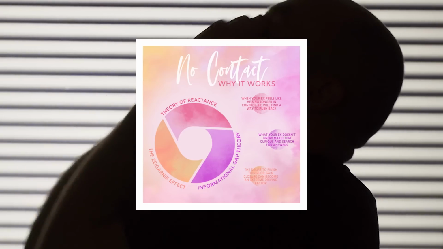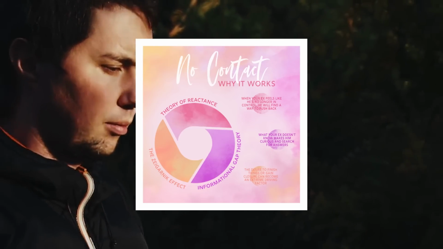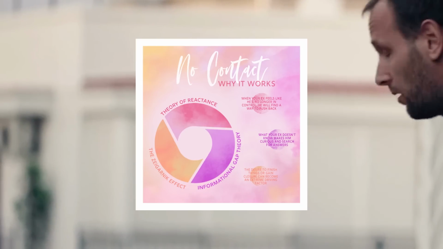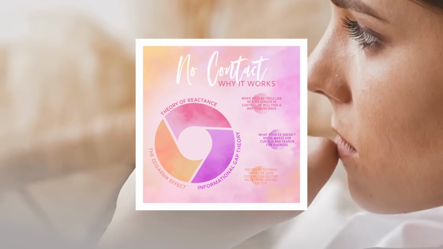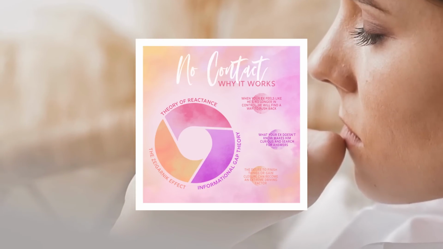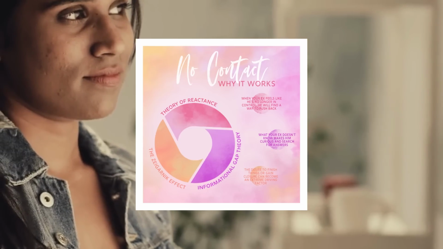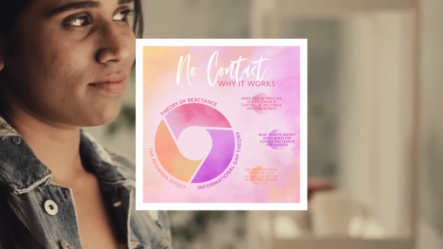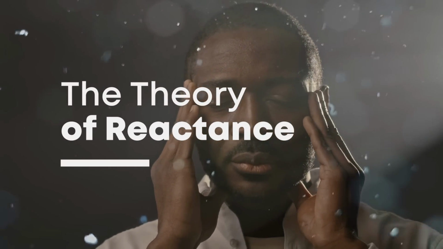Basically, the no contact rule utilizes 3 psychological strategies that make it more likely that an ex is going to be thinking about you in the post-breakup period. I'm actually going to only talk about 2 of those psychological underpinnings because one of them I'm going to dedicate an entire section to. So the 2 that I think are particularly relevant for the no contact rule in and of itself is simply the theory of reactance.